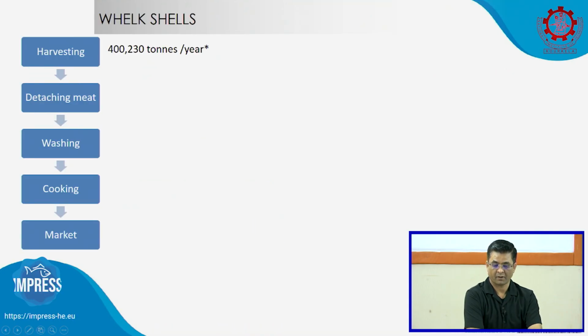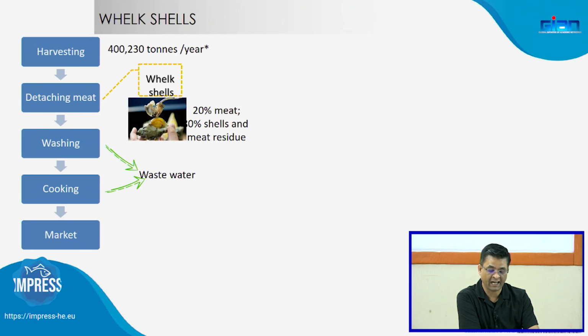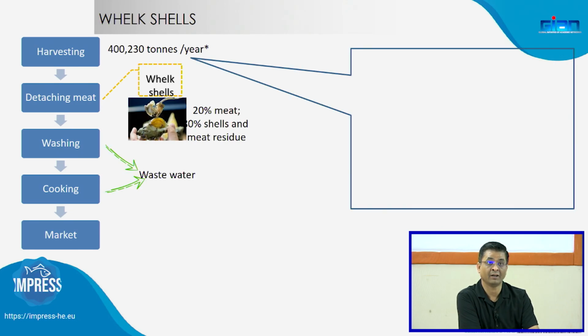So whelk shells, we already did discuss the shrimp and the crab. A similar thing works for whelk. What is a whelk? It is a snail. Yeah. What do you call snails in your local language? Ghonga. I know the ghonga. Yeah.